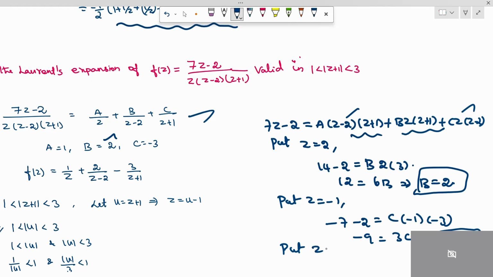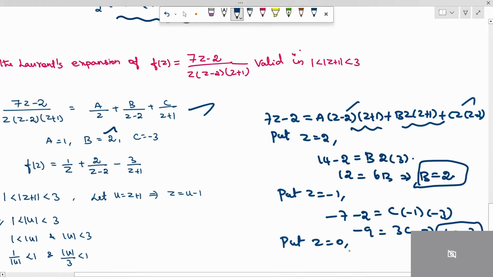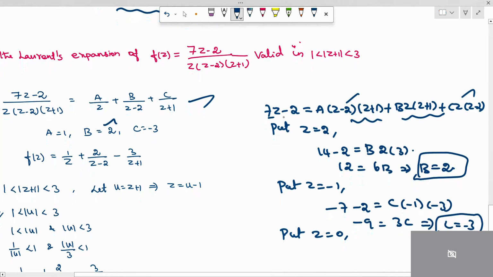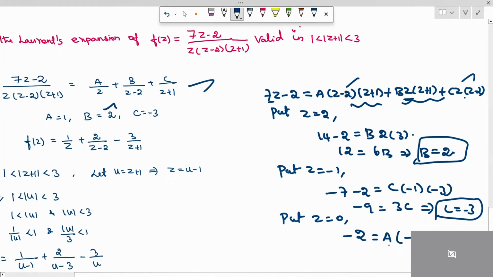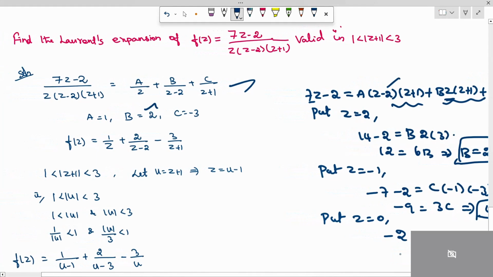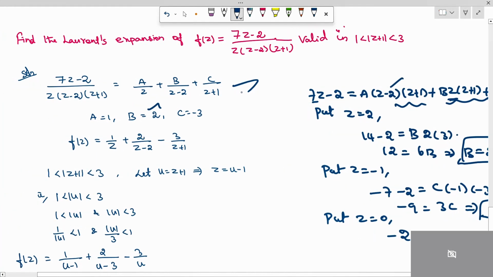Okay, in a similar way we can find a also by putting z is equal to 0. Substitute z is equal to 0: 7z will be 0, we will get only minus 2 on the left-hand side. If we put z is equal to 0, the second and third terms will be 0. In the first term we are getting a into minus 2 into 1, therefore A is equal to 1. Okay, substitute these values in equation 1.